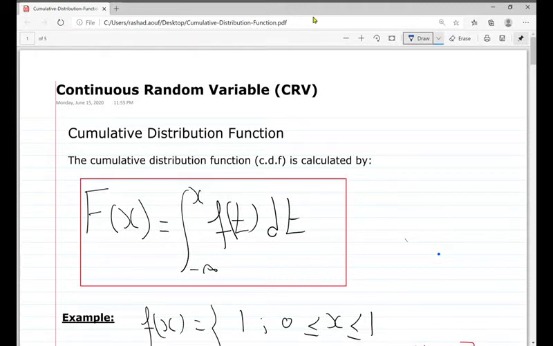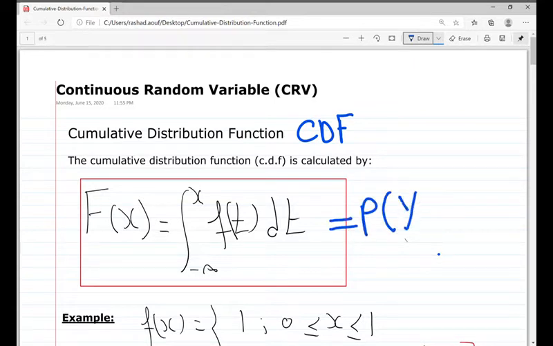Hi everyone, in this video I'll explain the cumulative distribution function for continuous random variables. Okay, CDF, cumulative distribution function, which is used to calculate the cumulative probability up to a given point x. In other words, it's equal to the probability of X less than or equal to x. This is the generic form for the cumulative distribution function.